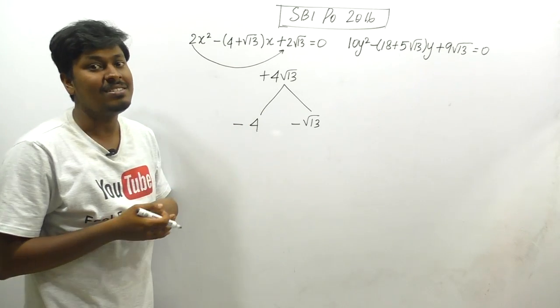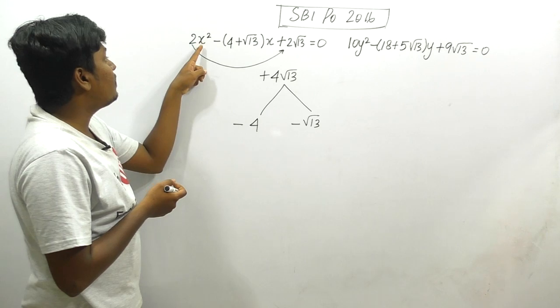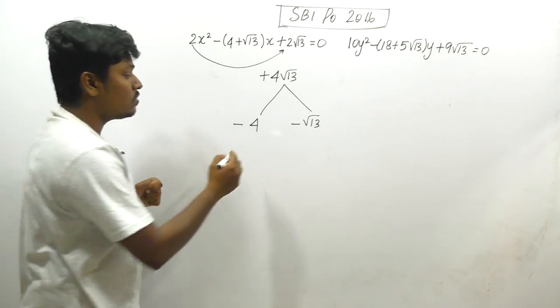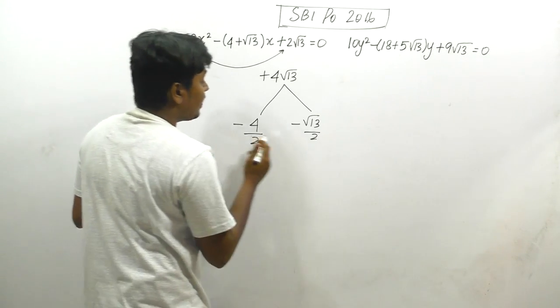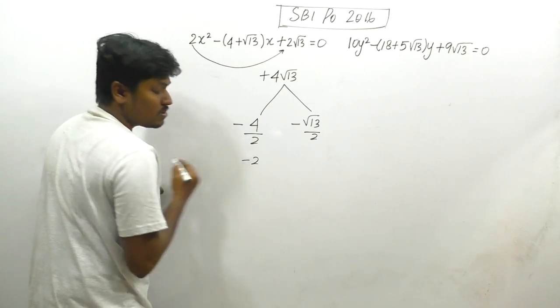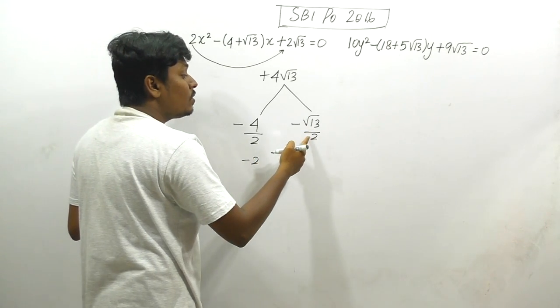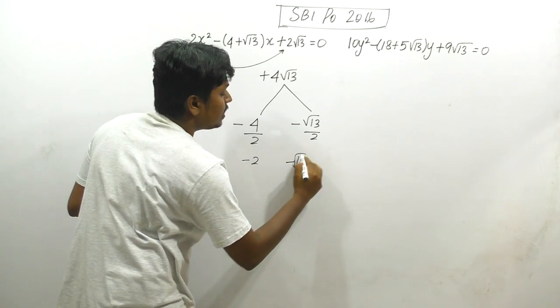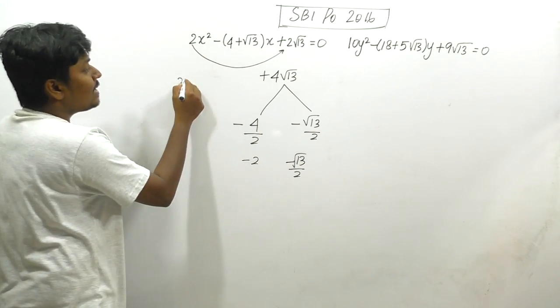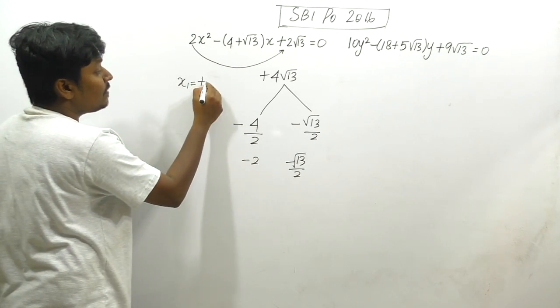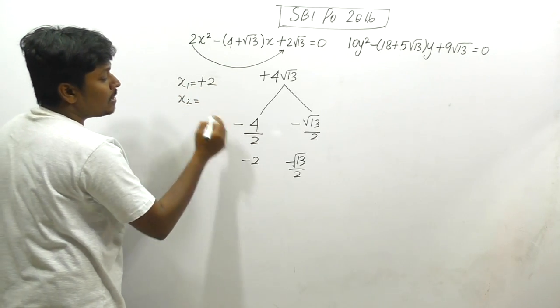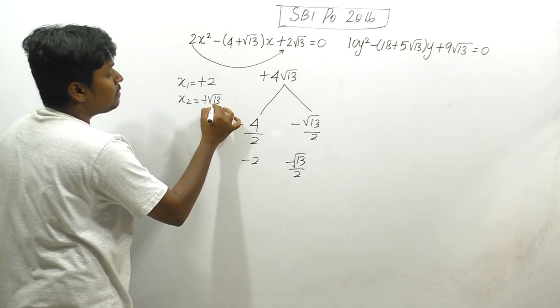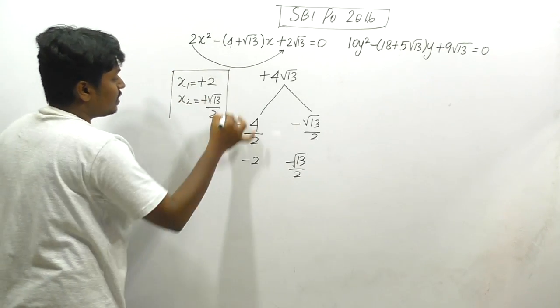4 plus root 13, that is, friends, and before x square we have a number 2, so divide by 2, where minus 4 by 2 will be minus 2, and here it is minus root 13 by 2. Let me keep this number minus root 13 by 2 as it is. But while writing, x1 is equal to plus 2, we need to change the sign. X2 equal to plus root 13 by 2. That's it, friends. So easy, friends.